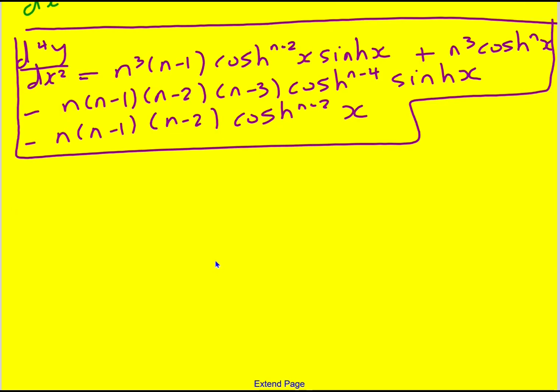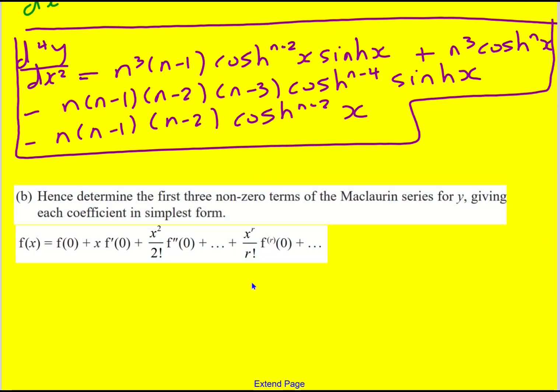All right, we're ready for the final part. We're asked to hence determine the first three non-zero terms in the Maclaurin series for y equals cosh x all to the power n, giving each coefficient in simplest form. So here we go. Here's our Maclaurin series. Key ideas here, because we're going to be subbing in 0, are that cosh 0 is equal to 1, because remember, it's e to the x plus e to the minus x over 2. So it's just 1 plus 1 over 2. Whilst sinh of 0 is 0.